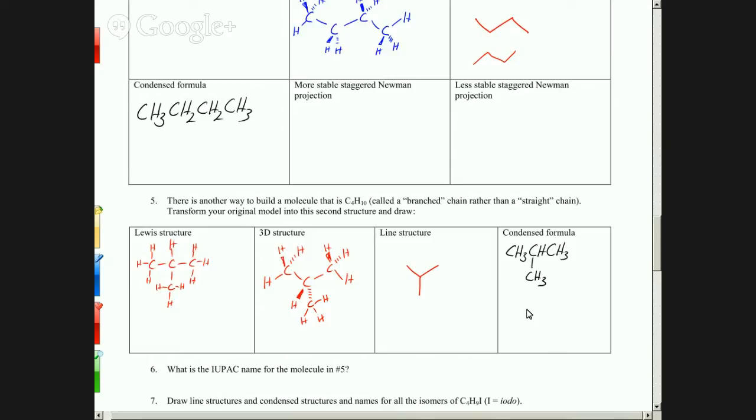And the way that's done is with parentheses, so it would look like this. All right, so this CH3 in the parentheses would be this one that's coming off of that carbon. The parentheses tell you that it still goes with the thing before. It doesn't stay in the line. So those are two ways of writing a condensed formula that mean the same thing.